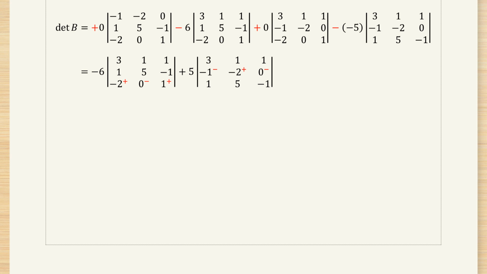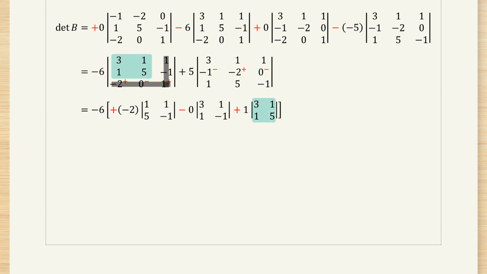Looking for a column or a row with the most zeros, row 3 looks like a good choice. Cofactor expansion along row 3. We have -2, then cross off the row and column that has the -2, and then get the determinant of that. And we have a 0. There is a minus sign associated with that, but whether it's a +0 or a -0, it doesn't matter because it's a 0. And then 1. Cross off the row and column that has the 1, and then get the determinant of that.